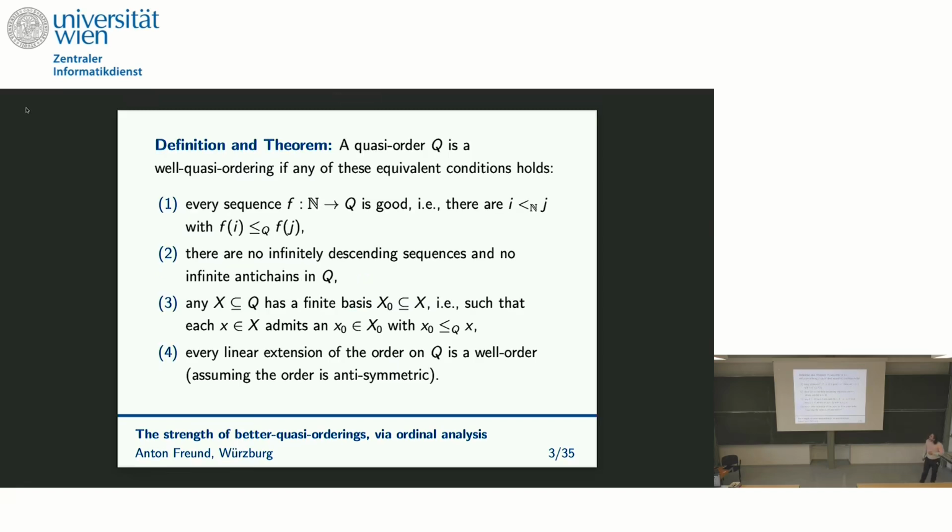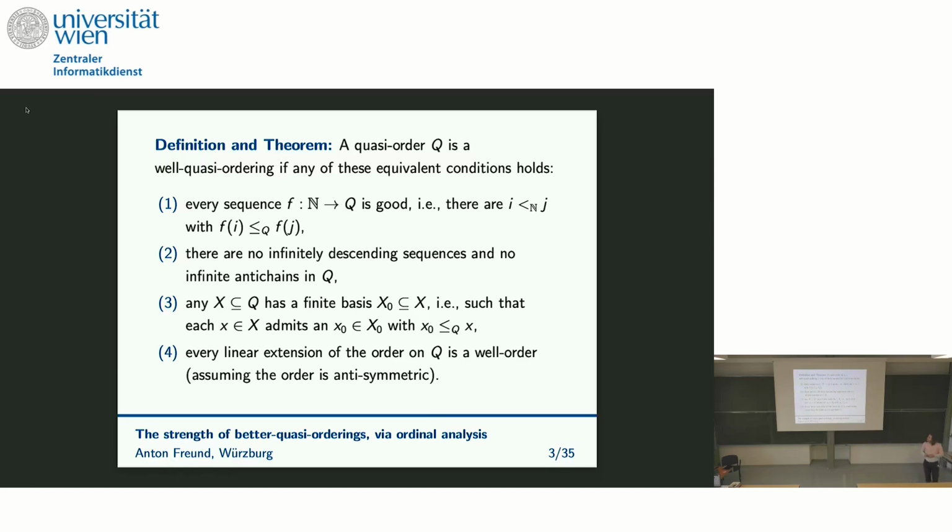So this is a definition and a theorem, because we have four equivalent conditions that you could all take as definition for well-quasi-orderings, and the theorem says that they are indeed equivalent. So yeah, let's maybe look at them in turn. The first condition is quite close to well-foundedness in terms of there is no infinite descending sequence, because it says whenever you have a sequence, an infinite sequence in your order Q, which you can view as a function from the natural numbers into the order, then that sequence is what you call good.